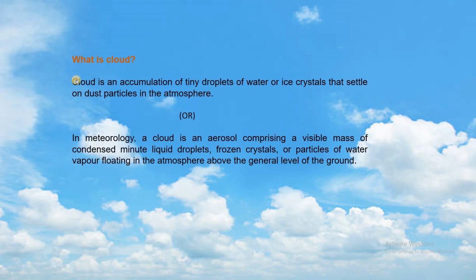What is a cloud? If somebody asks us what is a cloud, most of us will say that a cloud is nothing but a gas which is made up of water vapor, right? Some will say that a cloud is nothing but an accumulation of tiny droplets of water or ice crystals. But very few people will say that a cloud is a collection of tiny droplets of water or ice crystals that settle on the dust particles in the atmosphere. But don't worry, I'm very sure that by the end of this video you will know why we defined the cloud like this.